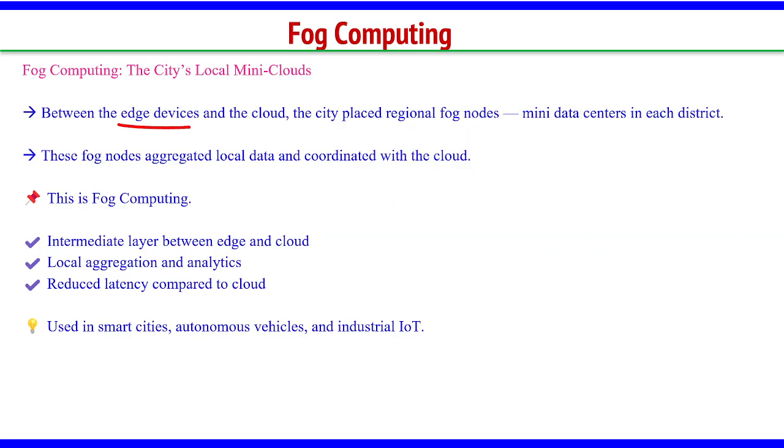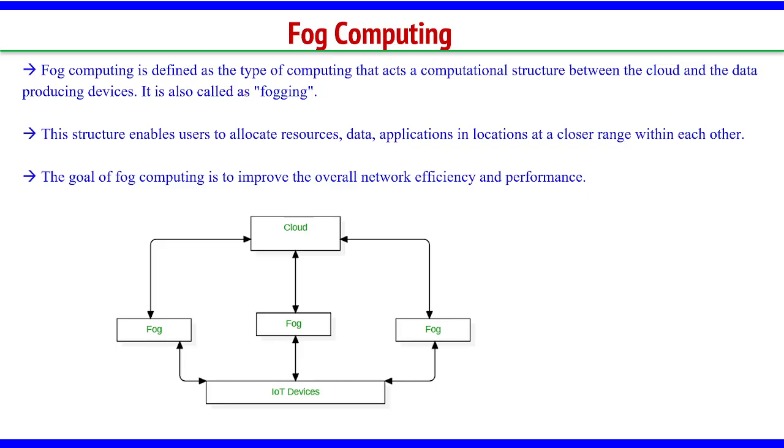So between the edge devices and the cloud, the city placed regional fog nodes, mini data centers in each district. These fog nodes aggregated local data and coordinated with the cloud. So aggregation and small tasks were done at the fog. Then it was sent to the cloud so that the job is easy in the cloud. Local aggregation and analytics reduced latency compared to the cloud. Fogging is a type of computing that acts as a computational structure between the cloud and the data-producing devices.